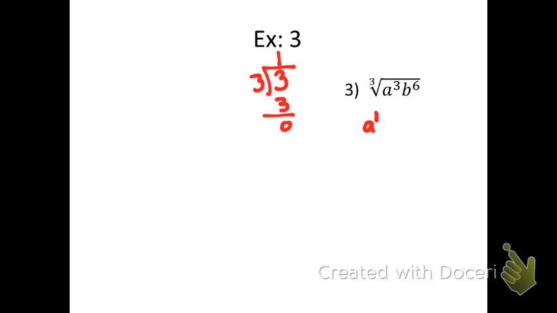Next, we look at b to the 6th. We do the same process. We have 6 divided by 3, and we know it goes in there perfectly twice. So it'll be b to the 2nd power. Now we're almost done. We need to simplify, so it's going to be ab squared.